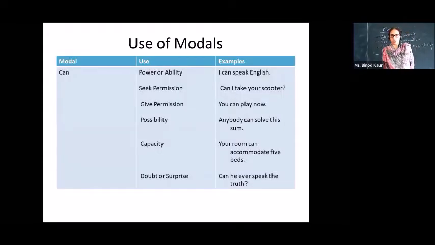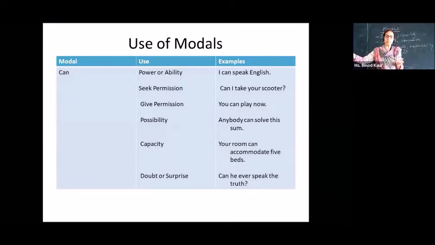Use of modals. So, power or ability. I can speak English. Again, an ability. I can do this exercise. So can is used with different moods. Seeking permission: Can I take your scooter? Giving permission: You can play now. Possibility: Anybody can solve this sum. So this is a possibility.